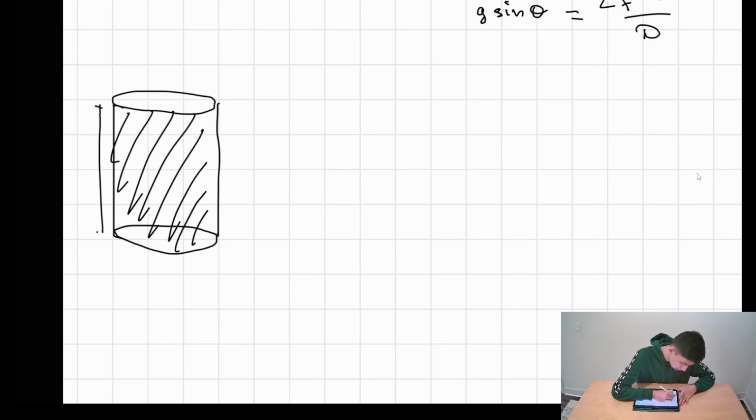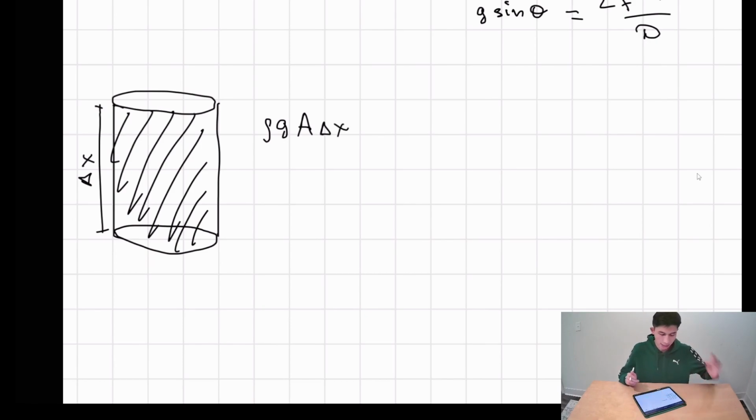So let's say our circular pipe is going to have the same length as our open channel. It's going to be delta x. Because if it's circular, it's going to have a cross-sectional area the same as the circle, right? So it's going to have rho g A times delta x, where rho A delta x is going to be the volume and the mass, and g is going to be the gravitational acceleration, and it should be in equilibrium, right?